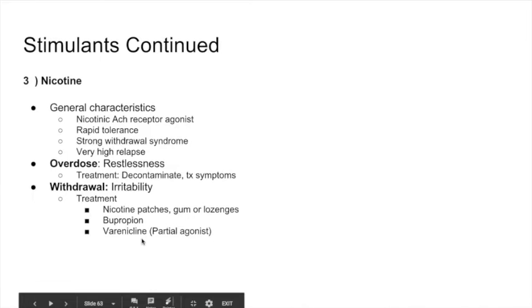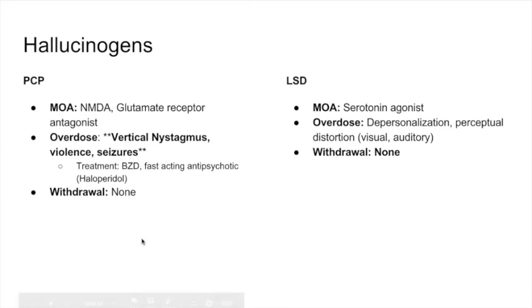So we talked about stimulants, we talked about depressants. The third thing that we're going to talk about is hallucinogens.